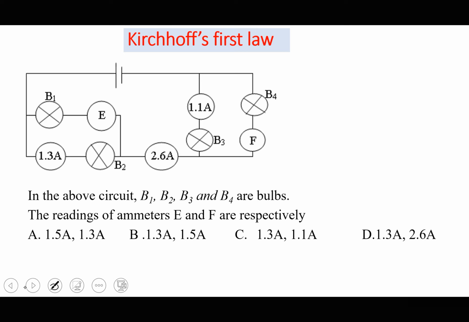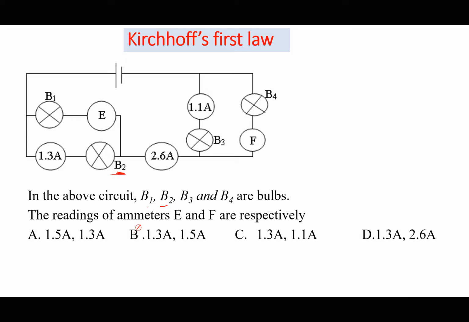Kirchhoff's first law, still in the above circuit, B1, B2, B3, and B4 are bulbs. The readings of ammeters E and F are respectively what? Let's check the readings of these ammeters using Kirchhoff's first law. If I is 1.3 amperes, it means bulb 2 will have a current of 1.3 amperes. So B2 should be 1.3 amperes.